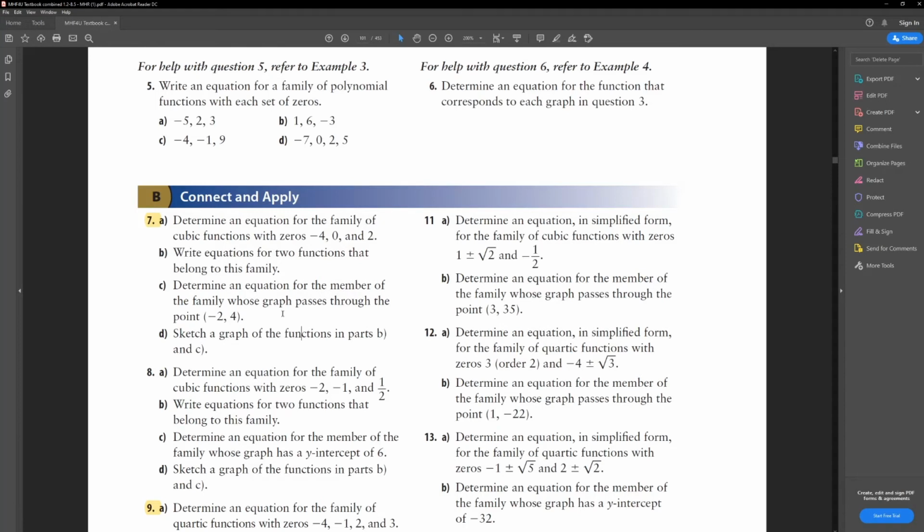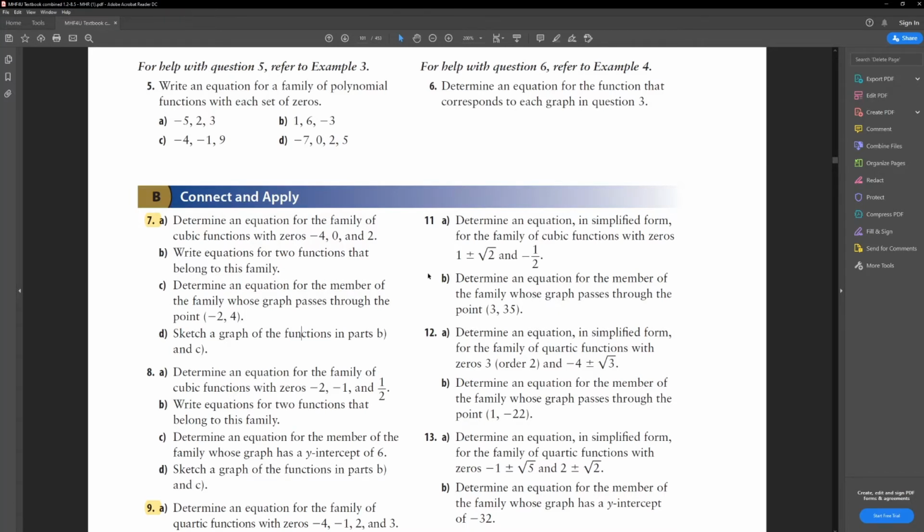Okay, now as we did in the example, we substitute the x and y values, and then we solve for k. And then it's asking us to sketch the graphs of the functions in part B and part C.